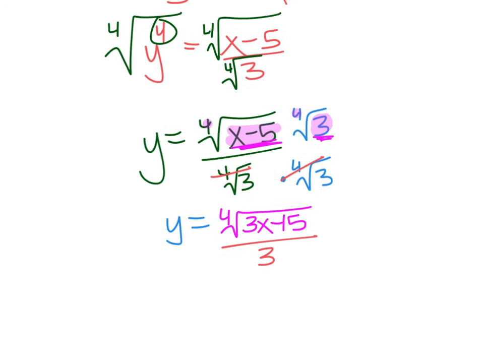So the inverse function here, now that we've solved for y, we can rewrite it as, let me use the proper letter here, I believe this was g. So the inverse function of g is the fourth root of 3x minus 15, all divided by 3.